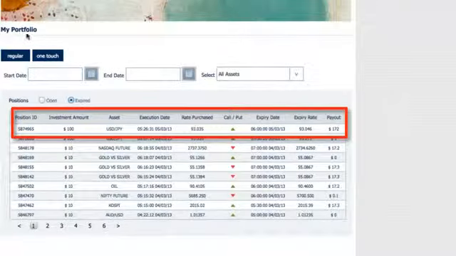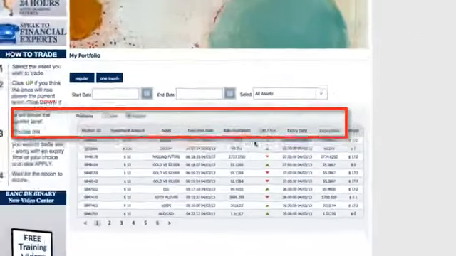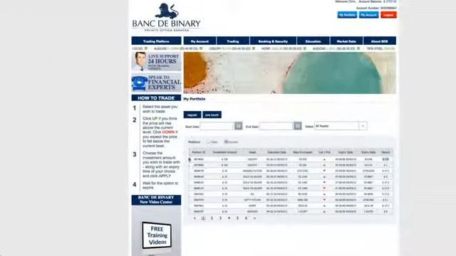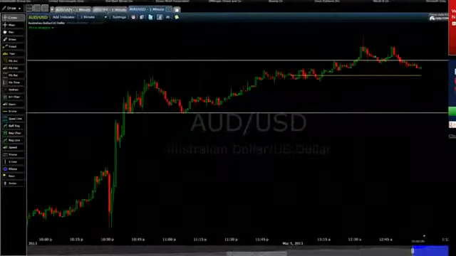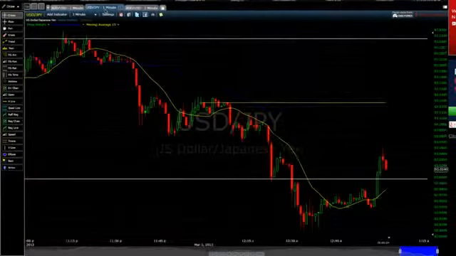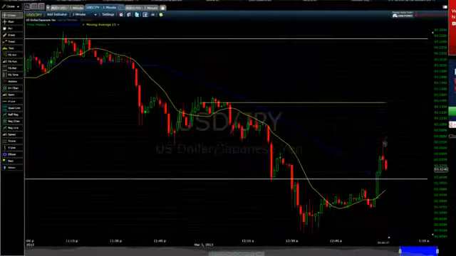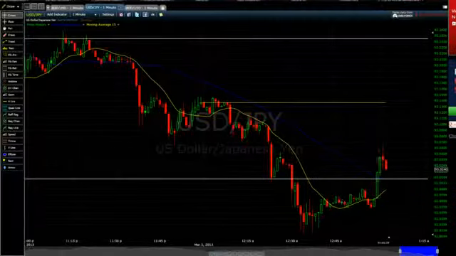So we've resumed the video and you'll see here that the asset closed out in the money, so our payout was $172, which is a win, which is good news. If we go back to the chart, we can see here that it broke through like how we were hoping.